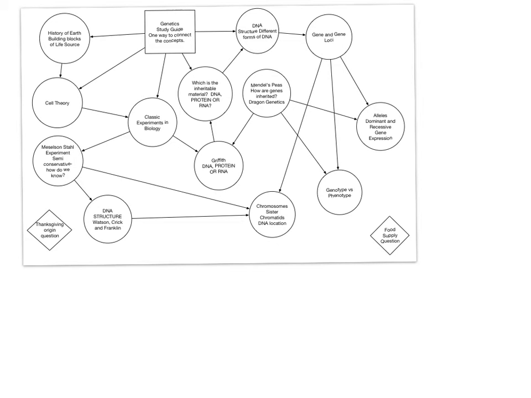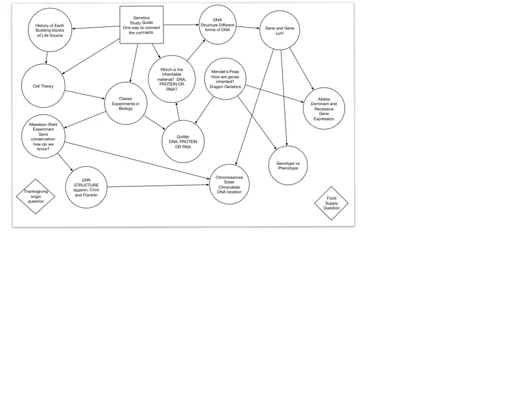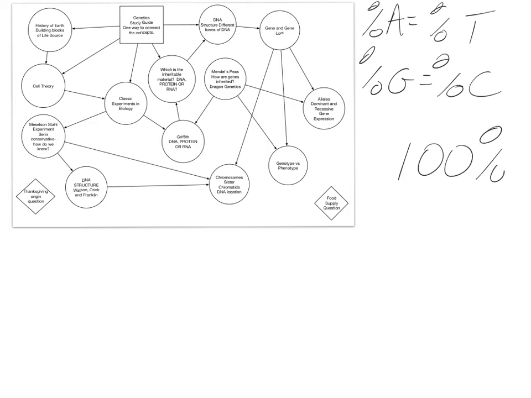All right? Don't forget Chargaff's rules, right? If I give you 30% A, can you figure out how much G you have? Can you figure out how much C you have? You have to be able to do those calculations. Well, it just goes back to percent A equals percent T, and percent G equals percent C. And it all boils down to you need what? 100%.